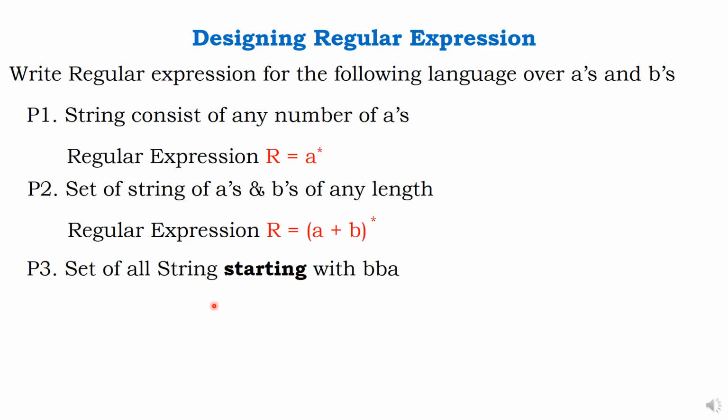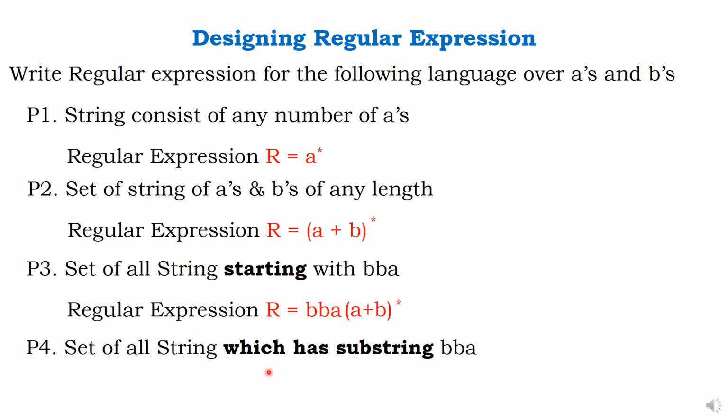Set of all strings that start with BBA. Starting must be BBA. Okay. Ready. Starting must be BBA. What about ending? Ending can be anything. Either A or B. So what is the symbol? A or B. A plus B. One time, any number of times. Okay. What does this indicate? Starting must be BBA. Ending can be anything. Anything in the sense either A or B and any number of times. So this plus indicates or. This star indicates any number of times.